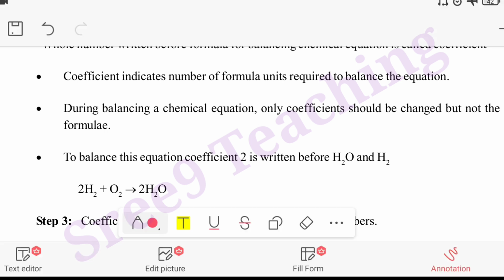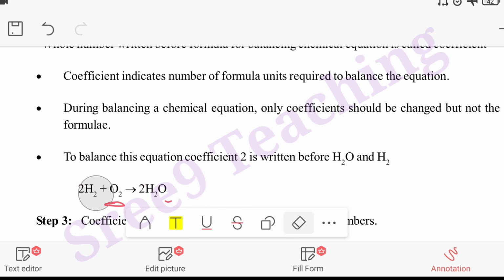So here, left hand side 2 H2s and here also 2 H2s. And O2 is there, but here 1 O is there. But as 2 is written here, it is nothing but 2 O's. Got it? It is not 20, it is 2 O's. Yes, so it means that 2H2 plus O2 gives rise to 2H2O.